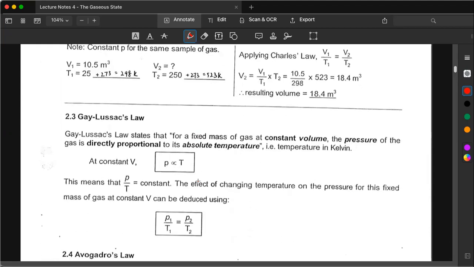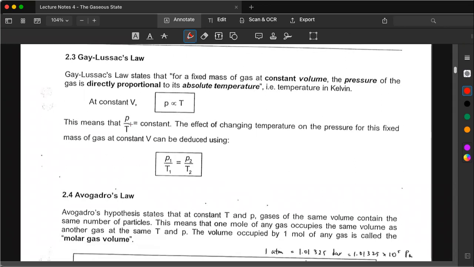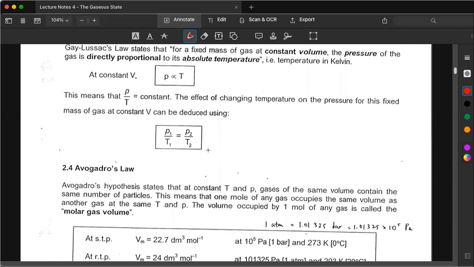Now, move on to the next law, Gay-Lussac's law. It states that for a fixed mass of gas at constant volume, the pressure is directly proportional to its absolute temperature, which is measured in Kelvin. So at constant V, P and T should be directly proportional. This means that P over T will be constant. So the effect of changing temperature on the pressure for this fixed mass of gas at constant V can be deduced using P1 over T1 equals P2 over T2.